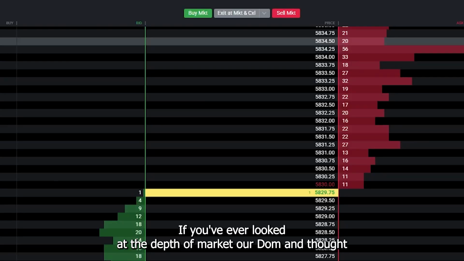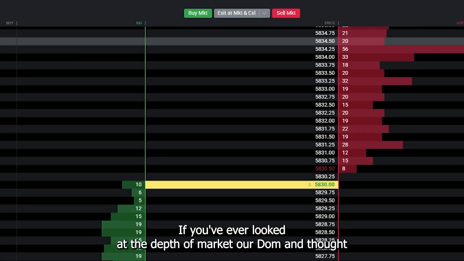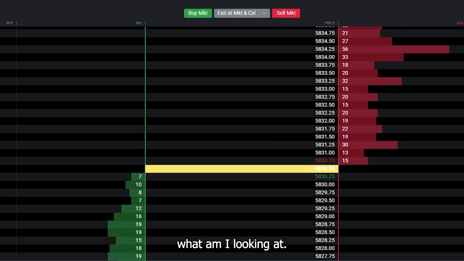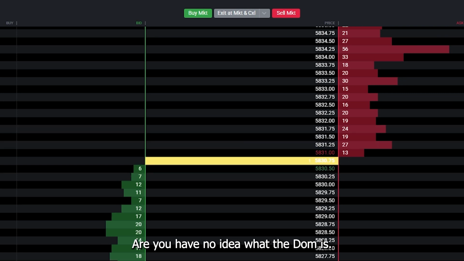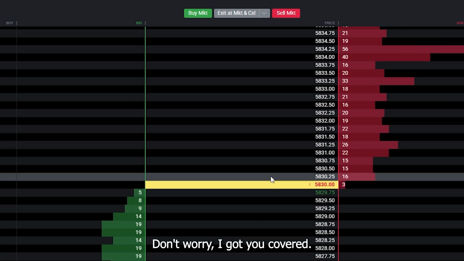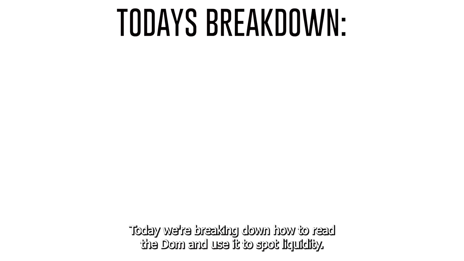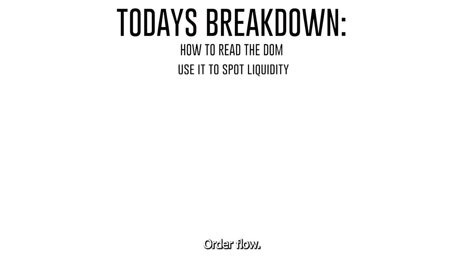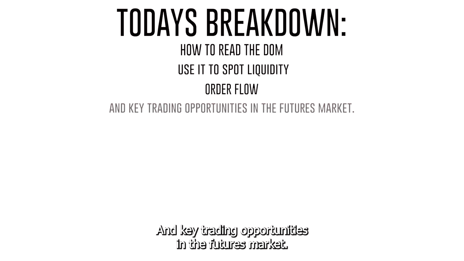If you've ever looked at the depth of market or DOM and thought, what am I looking at? Or you have no idea what the DOM is? Don't worry, I got you covered. Today we're breaking down how to read the DOM and use it to spot liquidity, order flow, and key trading opportunities in the futures market.